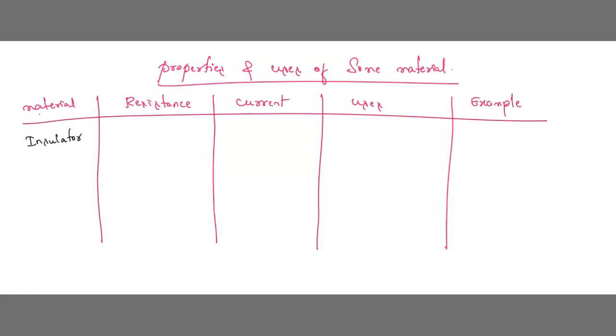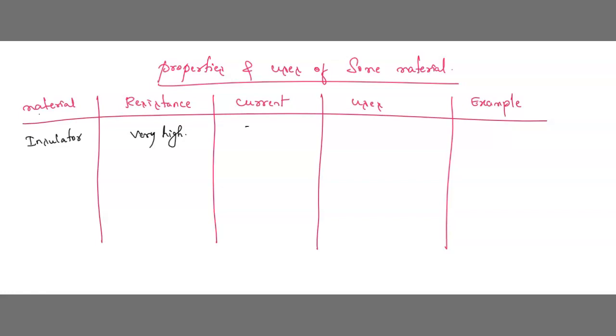What material I have taken? Insulator. What will be the resistance? It is very high. Resistance means current will not flow at all. That is called resistance, obstruct. It is blocking, it is stopping the flow of current. In an insulator, the resistance is very high. I hope now you have understood the definition of resistance.